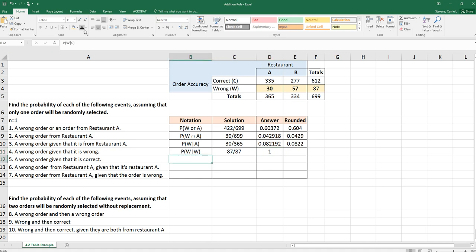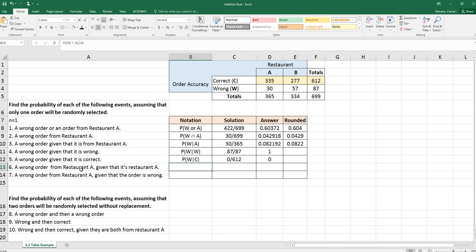A wrong order given that it is a correct order. Again, kind of a silly example here. So now we're only going to look at the orders that are correct. And how many of those are wrong? Well, none of them are wrong, right? So the solution is 0 out of 612, which works out to be 0.